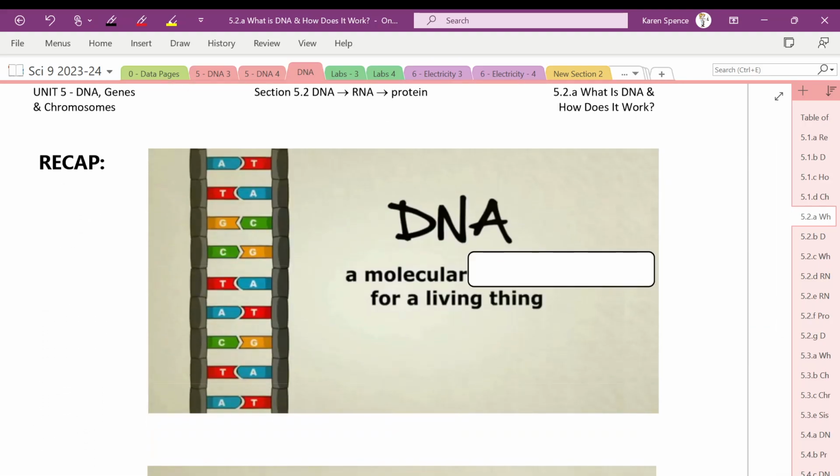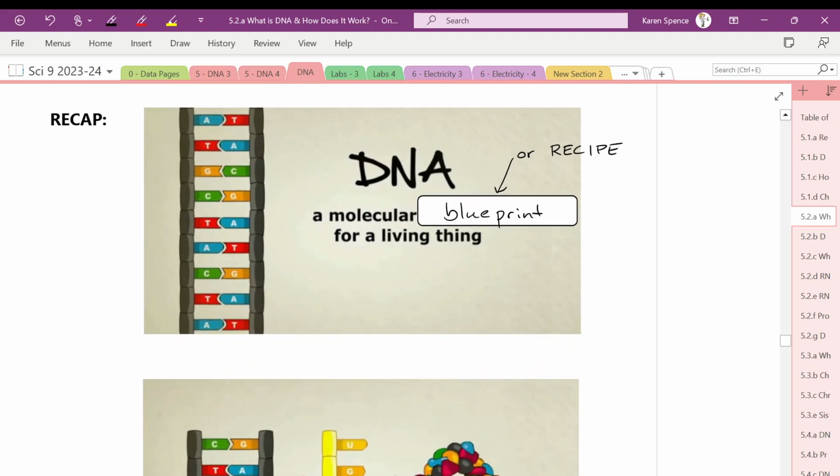So here's a recap. DNA is a molecular blueprint. And if you don't like the word blueprint, you're like, I don't know what a blueprint is, you could say recipe or set of instructions for a living thing.